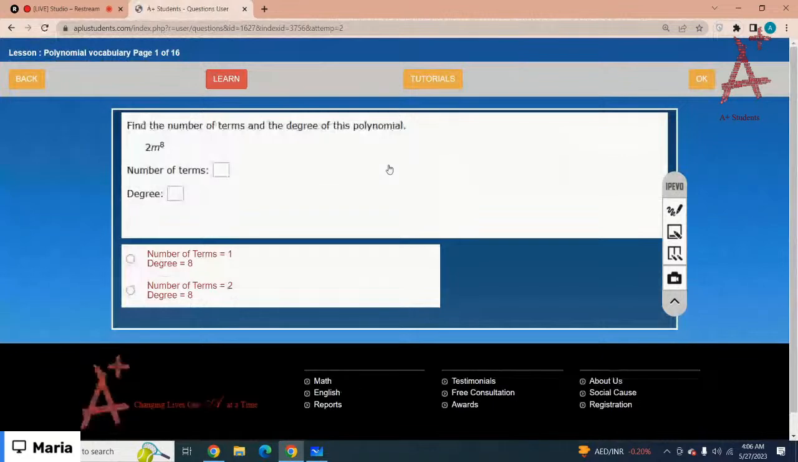Okay, find the number of terms and degree of the polynomial. You have just one term, no addition and subtraction, so it would be just one term. Now you have to look at the degree. Degree is basically the exponent. Here your exponent is 8, that means the degree is 8. Got it? And the correct option is 8. So it would be 1 and 8. Option number 1 is the correct option.